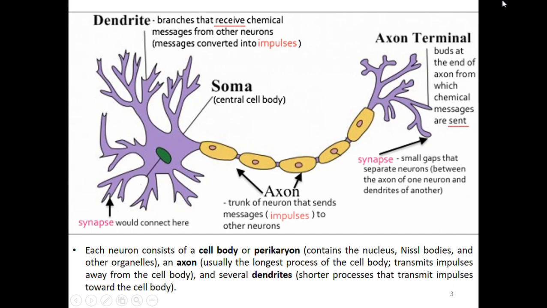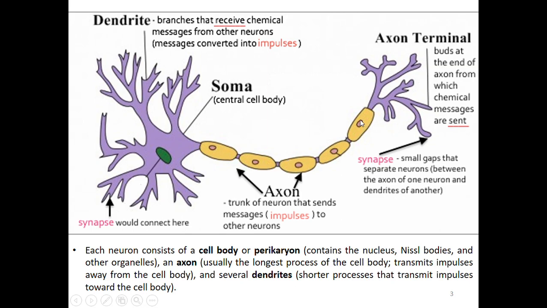Each neuron has three parts. First, the cell body, soma or perikaryon, three names for the same thing. It contains the nucleus, Nissl bodies and organelles. The soma is important for the neuron's nutrition and for producing neurotransmitters.